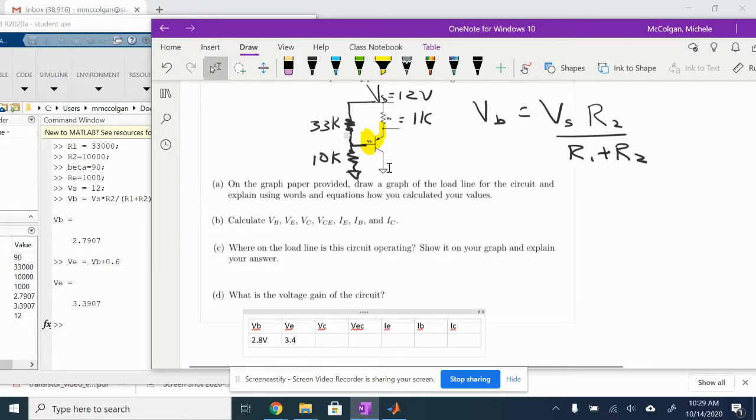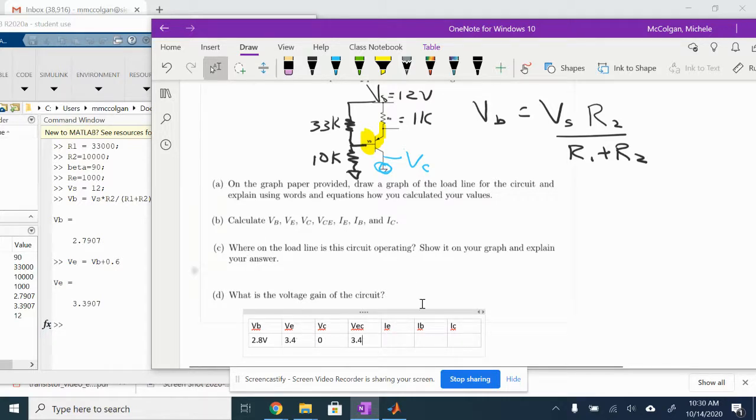Okay, and then if I look at my circuit here, my VC, right here, I can see that it's connected to ground. And since it's connected to ground, I know that this is equal to 0. And then that helps me to figure out my VEC. So if my VE is at 3.4 volts, minus 0 gives me 3.4 volts. So there, I've got all of my voltages right now.